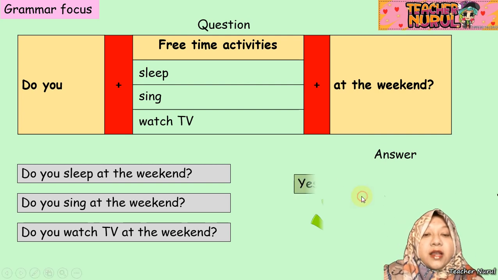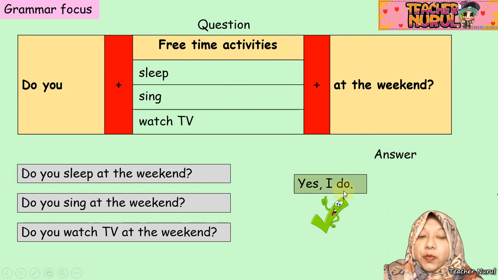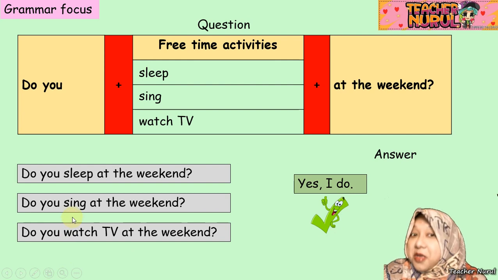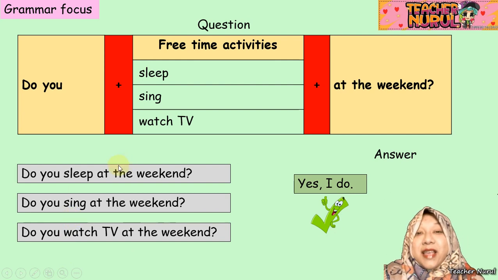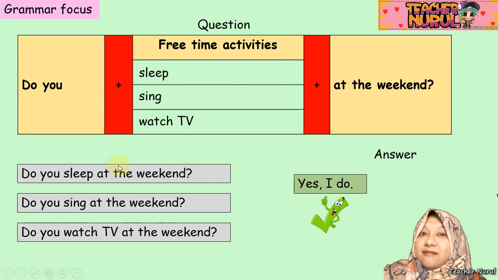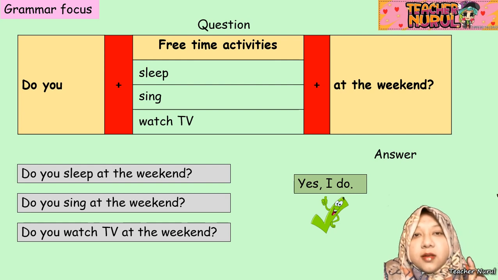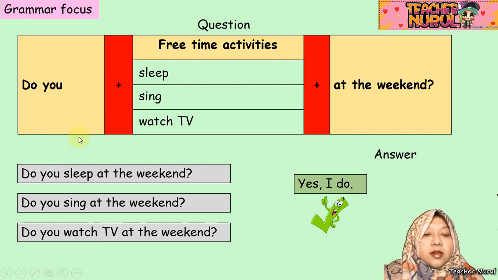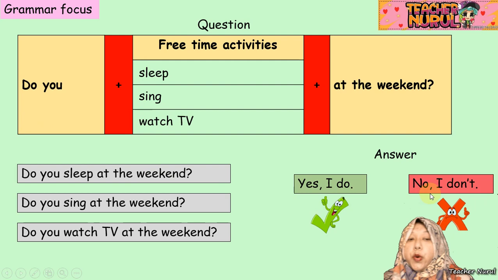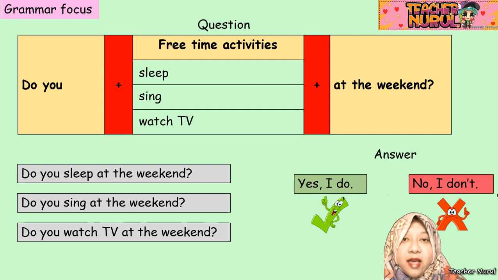The first one is yes, I do. Yes, I do means yes. Do you sleep at the weekend? Yes, I do. It means that you sleep at the weekend. What about if you don't sleep at the weekend? How are you going to answer that? You're going to answer like this. No, I don't. It means that you don't sleep at the weekend.